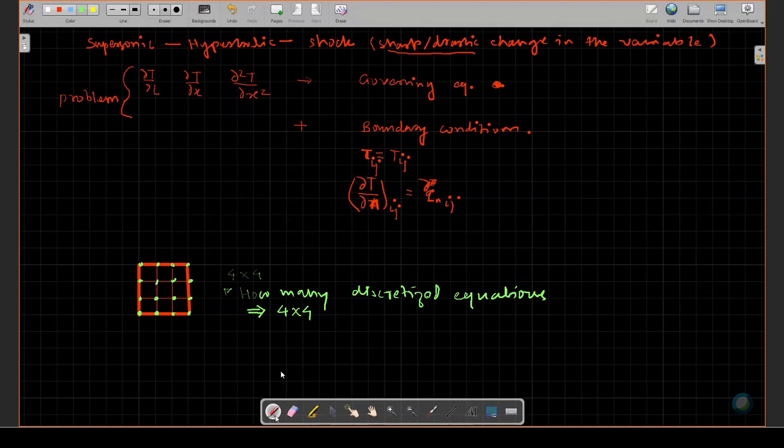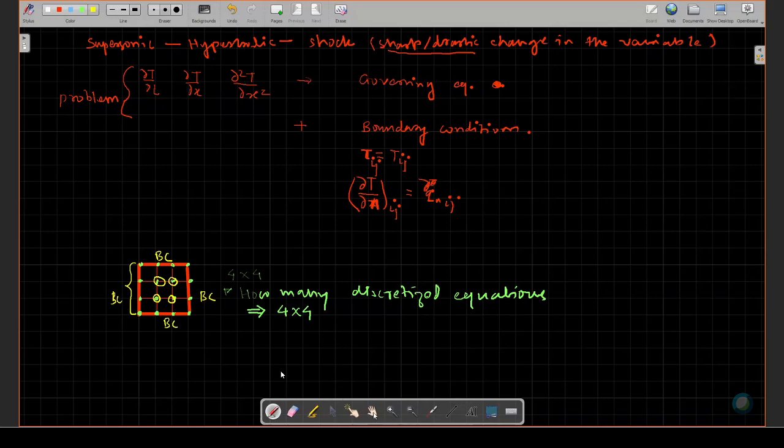And out of these 16 equations, some equations may become redundant because you will be knowing the boundary values. Suppose a Dirichlet condition is there, then these will be known values. These are all boundaries, so these boundary nodes will be known values. But these will be unknowns. These are called inner points, and these are outer points. Outer points may be known from the specified boundary condition, and these are inner points.